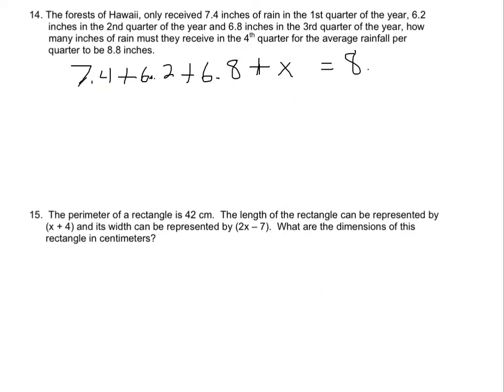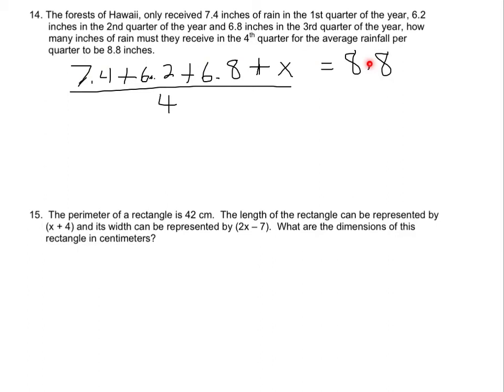But on the left side, I'm not quite done, okay? I said I need to find the average. So I can't add these 3 pieces together and then subtract from that and find out what x is. So to find the average, remember we add up all of the values and then we divide by however many there are. In this case, we have 4 different terms, so we're going to divide by 4. And that will give us the average for the rainfall, and we know that this has to equal 8.8 over the 4 quarters.